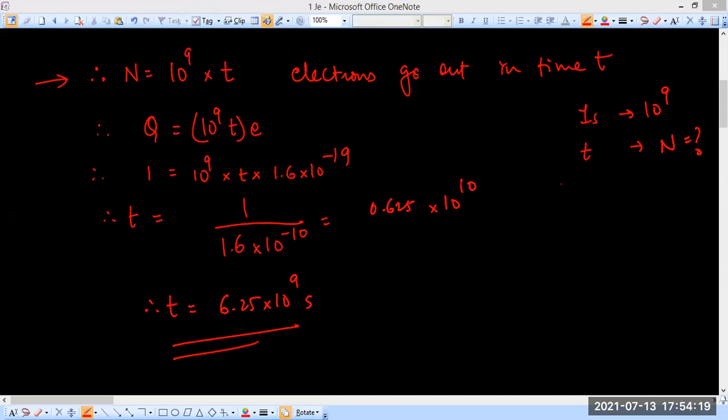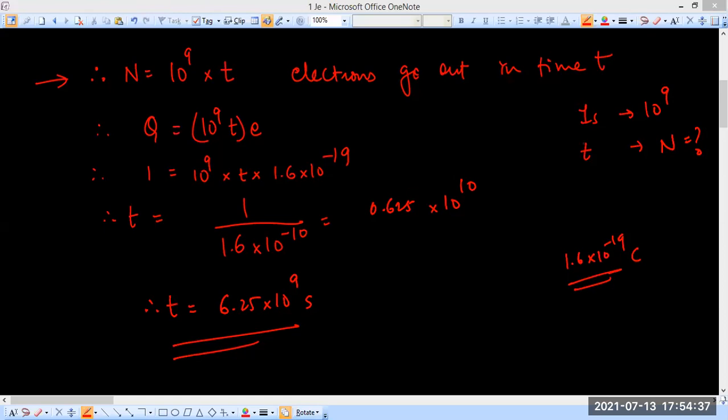Many hours, isn't it? This will take many hours. Actually, 1 coulomb is a big value of charge. Charge of 1 electron is so small, only 1.6 into 10 raised to minus 19 coulomb. That's the small charge of an electron.